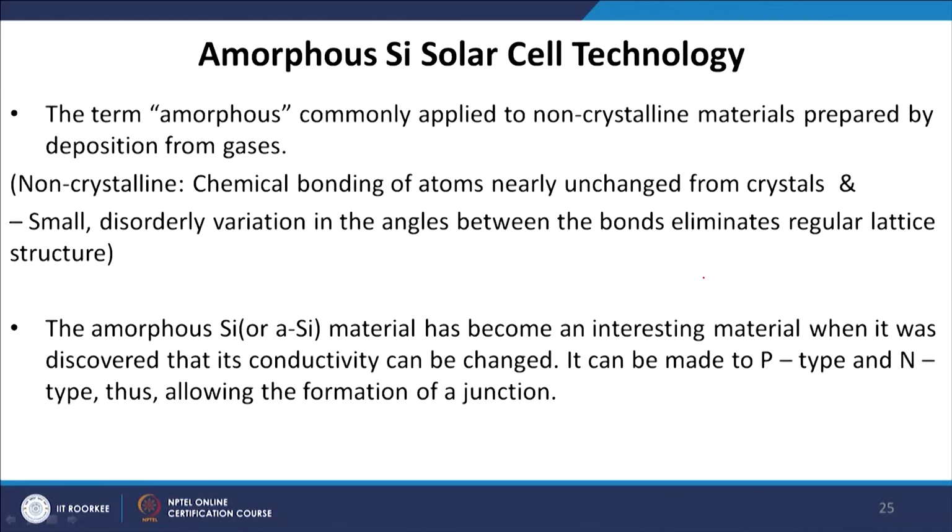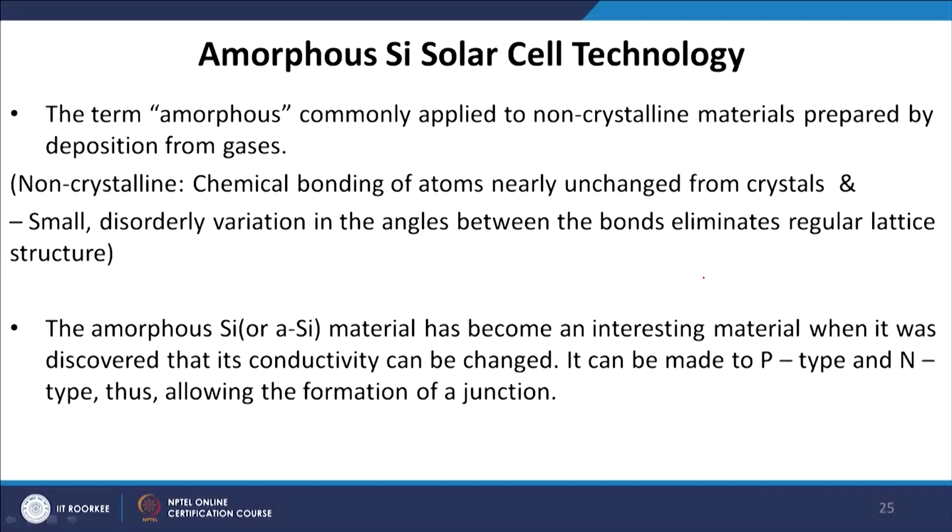Non-crystalline means the chemical bonding of atoms is nearly unchanged from crystals, but small disorderly variations in the angles between the bonds eliminate the regular lattice structure. Amorphous silicon became an interesting material when it was discovered that its conductivity can be changed. So in amorphous silicon you can change the conductivity, which we cannot do in the case of crystalline silicon. It can be made p type and n type, thus allowing the formation of a junction. So we can even make optoelectronic devices like solar cells with a varied conductivity.